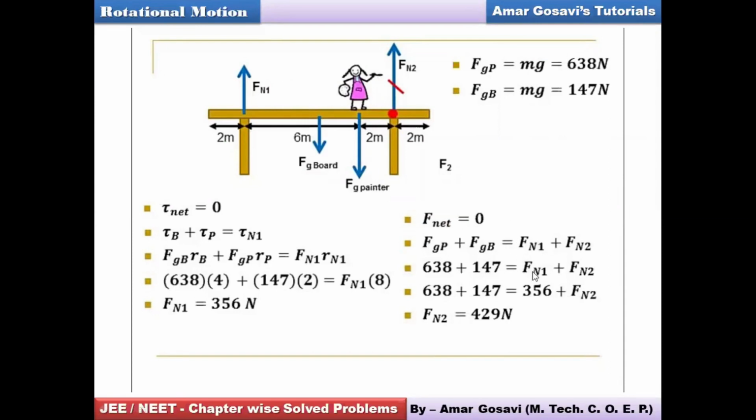Everything is known except Fn2. Fn1 is also known, we have worked out Fn1. What is it? 356. Put it over here. The only unknown is Fn2, and from this you can get the normal reaction exerted by the second support as 429 Newton. Please make a note of it, friends.